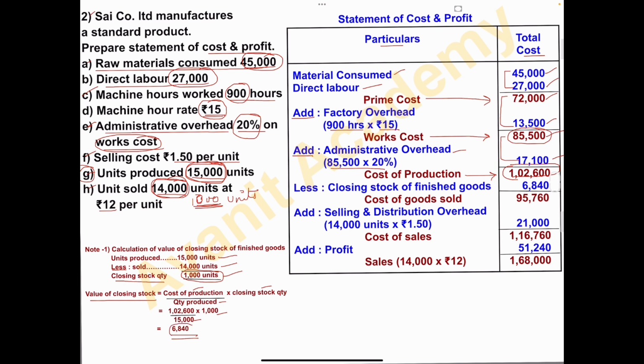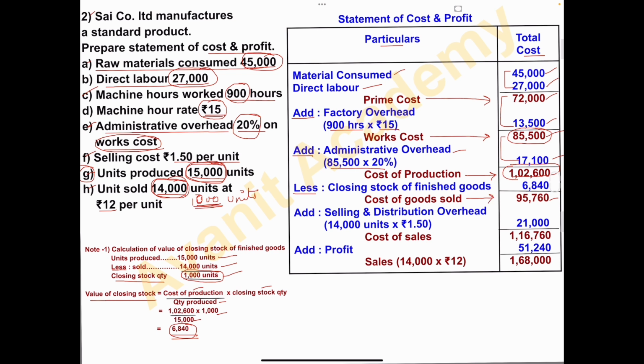And this amount we have to deduct from cost of production. Come to solution part, cost sheet, right here, less closing stock of finished goods. Amount is 6,840. Just we have calculated in note number 1. From this, 1,02,600 minus 6,840, you will get 95,760. This is called cost of goods sold.